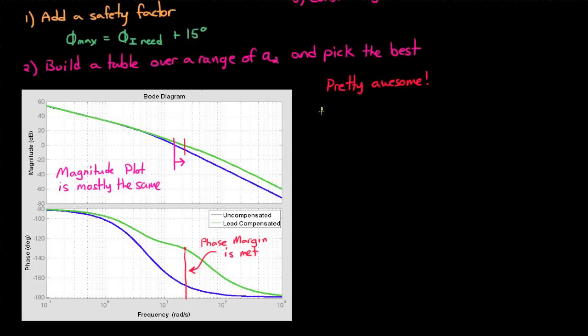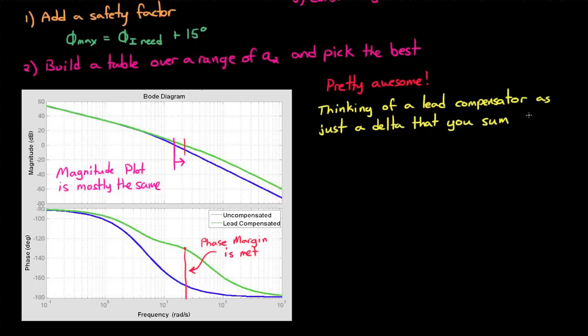So I think it helps to think of the lead compensator, at least in the Bode sense, as just a delta to your original uncompensated Bode plot. And you just need to try to manipulate your lead compensator Bode plot shape so that when you add it to your original one, all of your requirements are met.